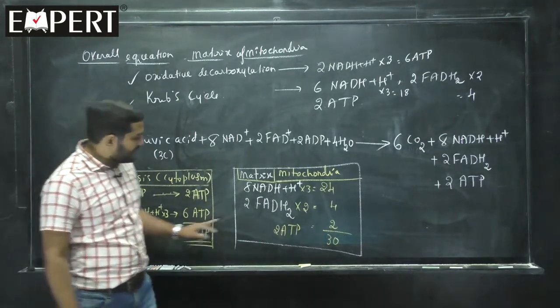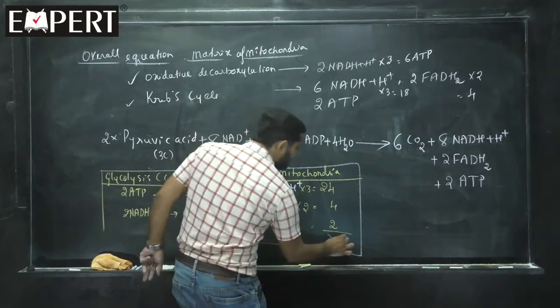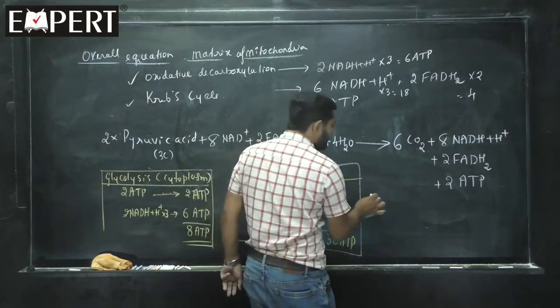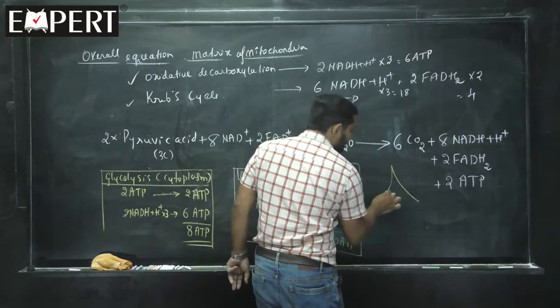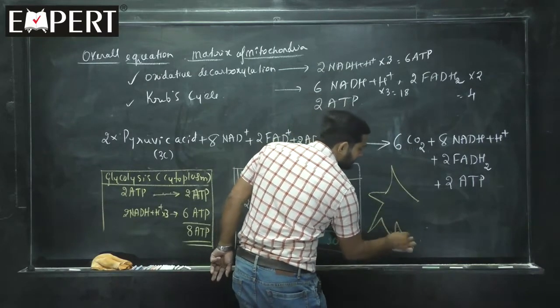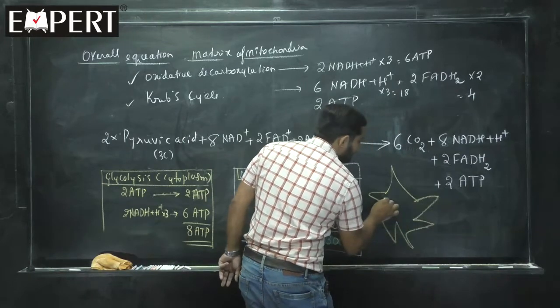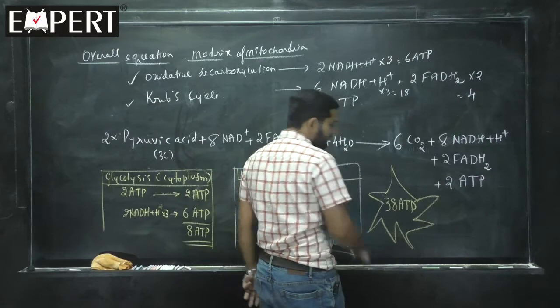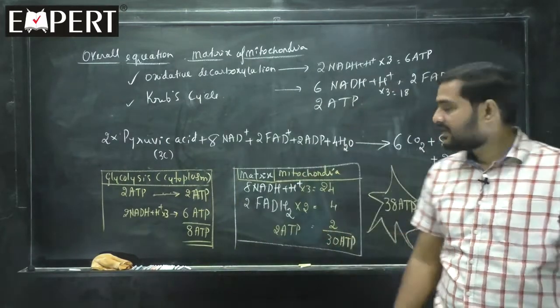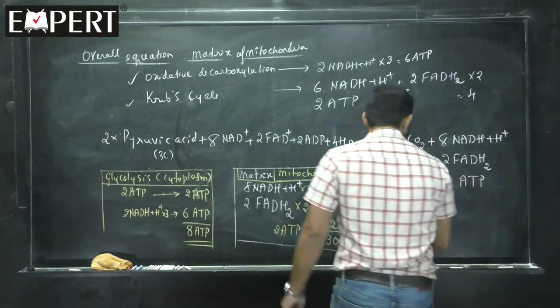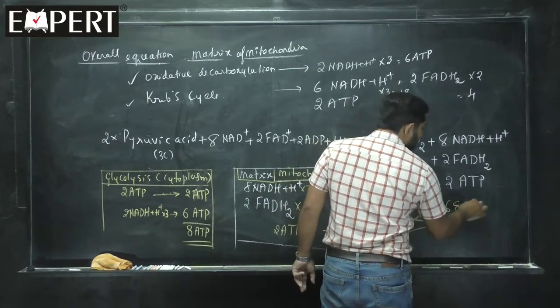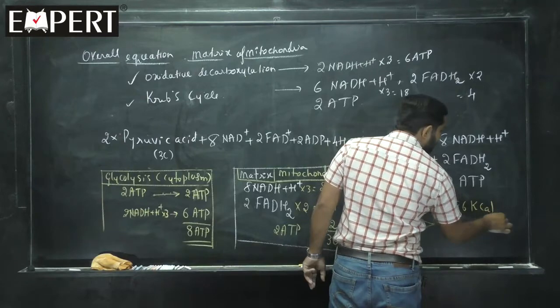8 ATP plus 30 ATP here. So, expectation is going to be yes, 38 ATP. The 38 ATP can give us 686 kilocalories of energy.